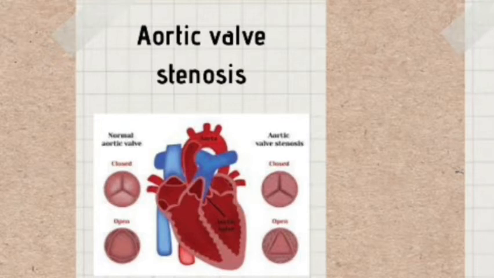In aortic valve stenosis, the aortic valve that controls the flow of blood out of the main pumping chamber of the heart to the body's main artery is narrow. This affects the flow of oxygen-rich blood away from the heart towards the rest of the body and may result in the left ventricle muscle thickening because the pump has to work harder.